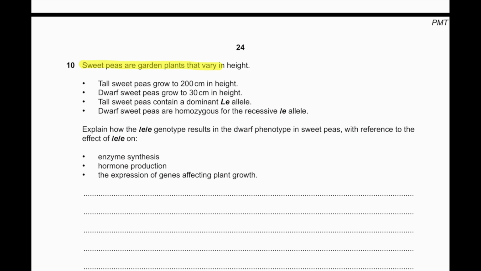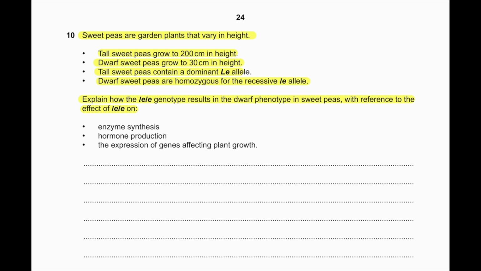Sweet peas are garden plants that vary in height. Tall sweet peas grow to 200 cm in height. Dwarf sweet peas grow to 30 cm in height. Tall sweet peas contain a dominant LE allele. Dwarf sweet peas are homozygous for the recessive le allele. Explain how the small le genotype results in the dwarf phenotype in sweet peas with reference to the effect of small le on enzyme synthesis, hormone production, and the expression of genes affecting plant growth.